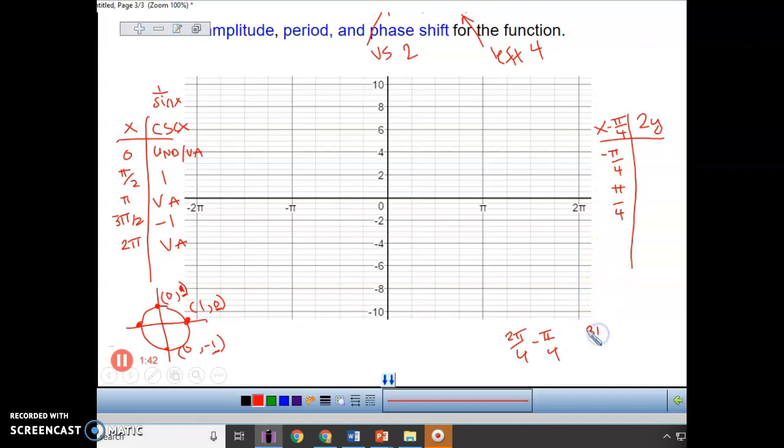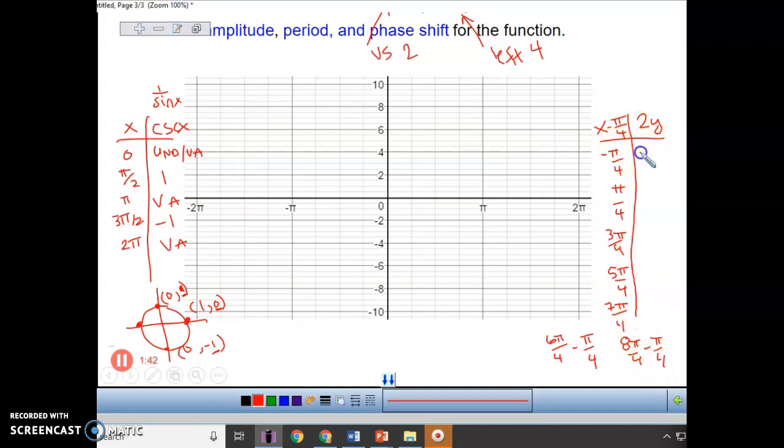Pi is the same thing as 4 pi over 4, minus pi over 4, which will give me 3 pi over 4. 3 pi over 2 is the same thing as 6 pi over 4 minus pi over 4, which is going to be 5 pi over 4. And then 2 pi is the same thing as 8 pi over 4 minus pi over 4, which is 7 pi over 4.